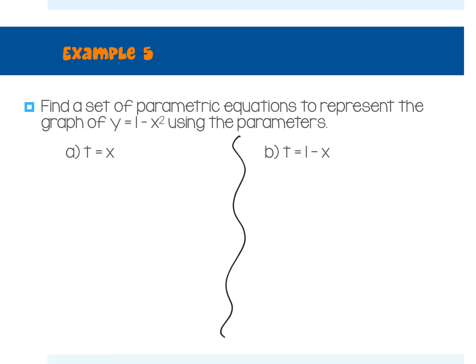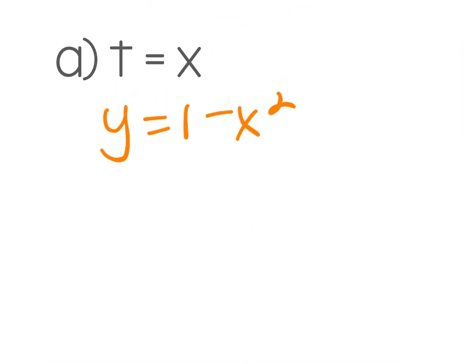So it says find a set of parametric equations to represent the graph of y equals 1 minus x squared using the parameters. The first parameter is that t equals x. So the first thing I'm going to do is just rewrite the equation that's in the directions down here so that we know we are only focusing on these two. So I've got two equations, one that has a t and one doesn't.